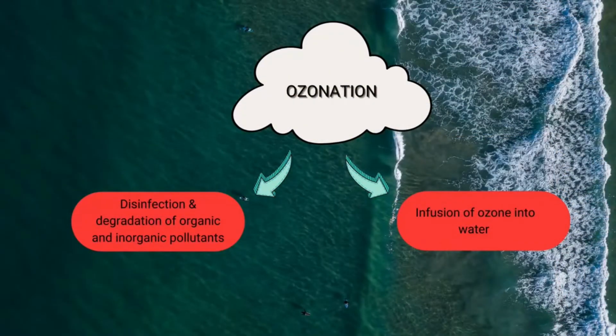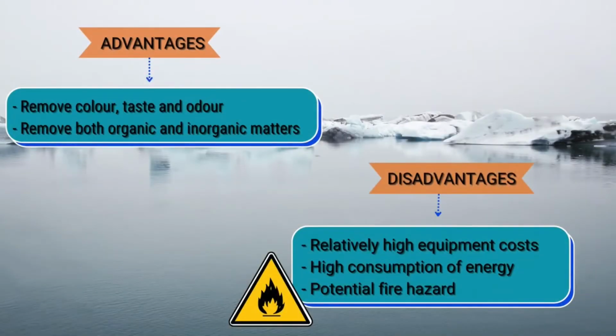Ozonation is one of the AOPs. This method is based on the infusion of ozone into water. It is also capable of disinfection and degradation of organic and inorganic pollutants. Next, we will go through the advantages and disadvantages of AOPs. The advantages give evidence that it will remove color, taste and odor. It also removes both organic and inorganic matter, while the disadvantages are relatively high equipment cost, high consumption of energy, and the last one is potential fire hazard.